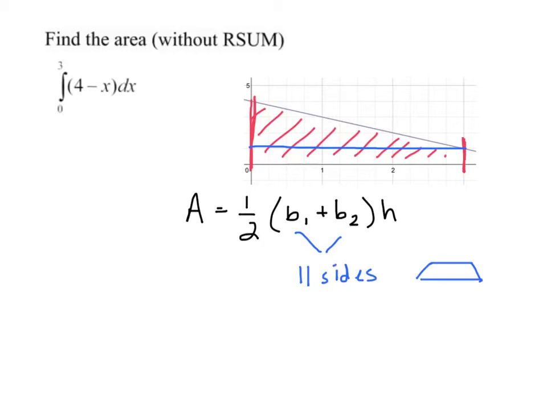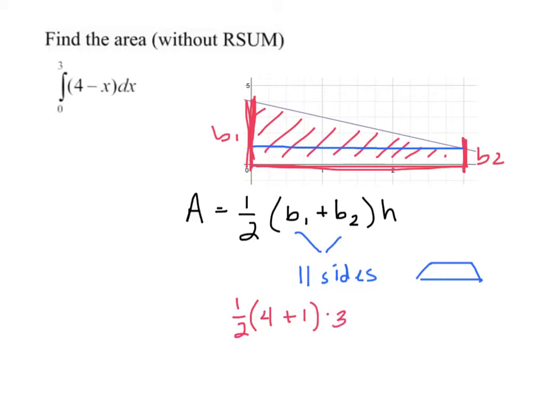So let's look at this real quick. The parallel sides, you notice, are the vertical sides. So if we can kind of substitute in here, 1/2 base 1 is right here. That's 4 units. Base 2 is over here. It's the other parallel side, so that's 1. And the height is how far apart the bases are. Well, that's just 3. So we've got 5/2 multiplied by 3. We've got 15 halves.